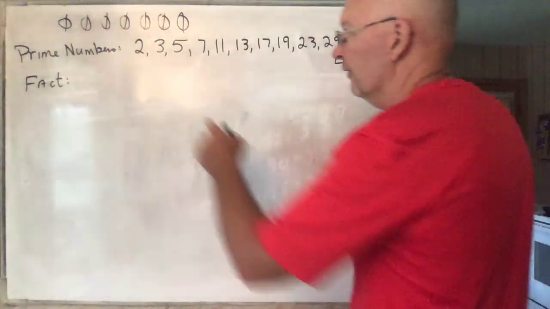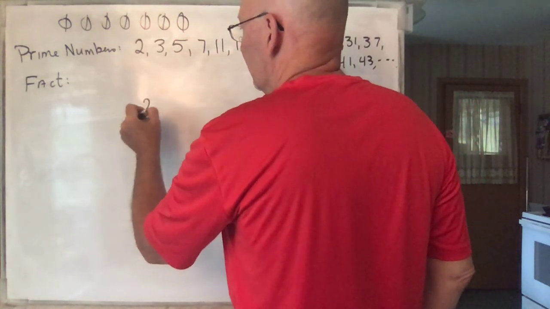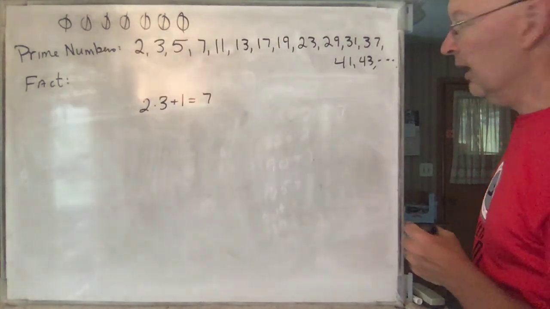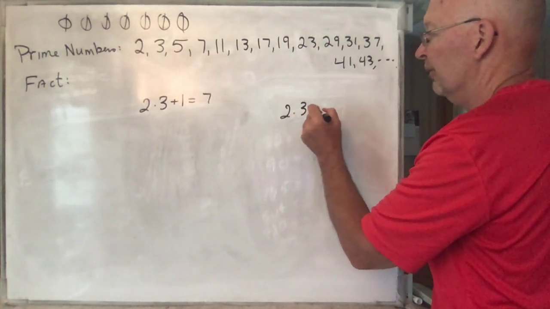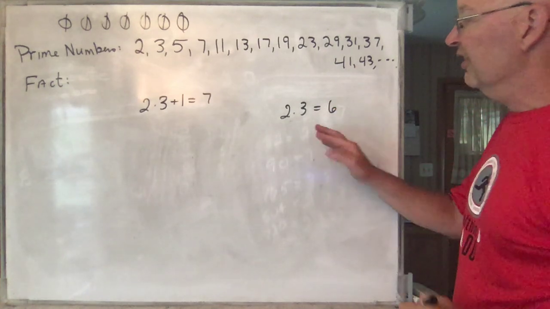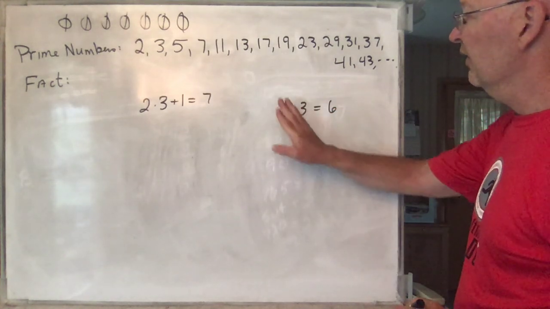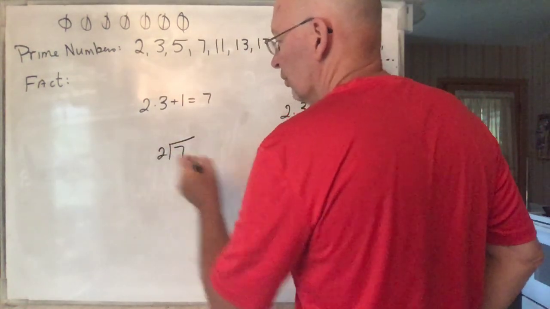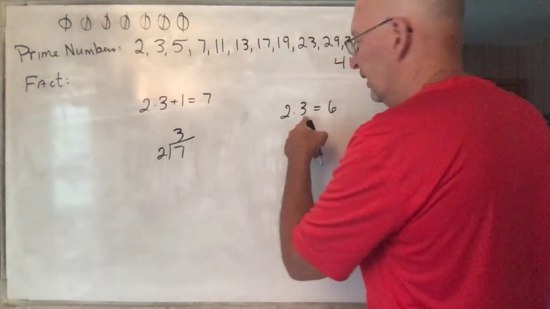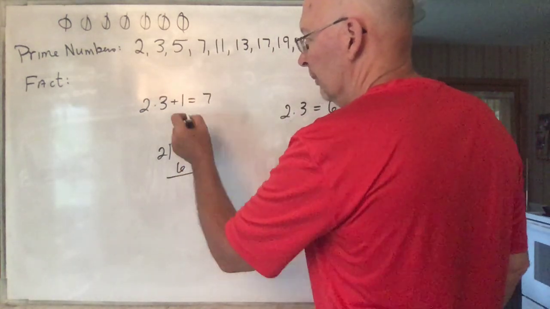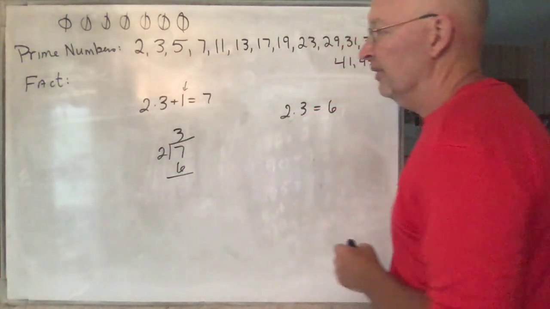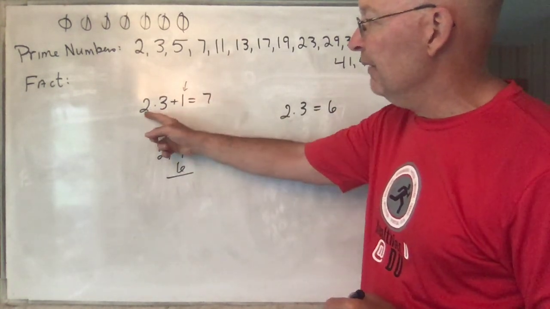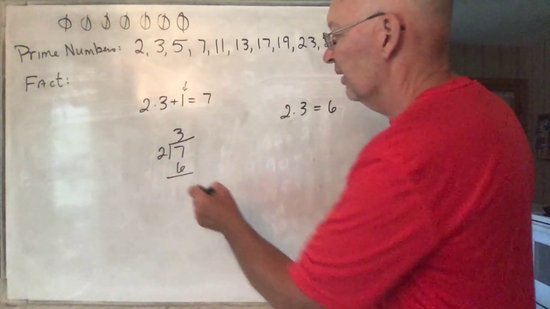Let's take the first 2 prime numbers here, 2 times 3, and then we'll add 1 to it and get 7. Okay, now notice if I took 2 times 3 without the 1, I would get 6. 6 divided by 3 is 2. 6 divided by 2 is 3. So what happens if I take 7 and divide it by 2? Well, I'm still going to get that same 3 I did before, but that's only going to give me 6, and I'm going to get a remainder of 1.